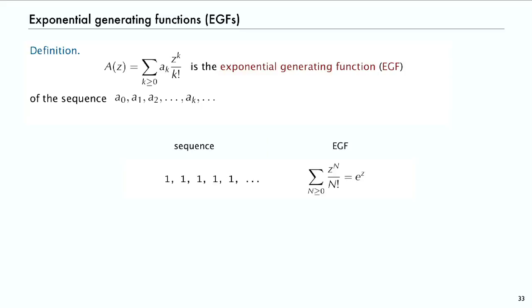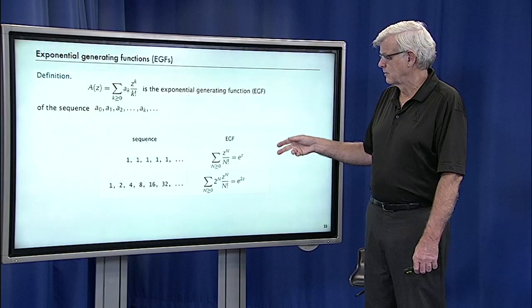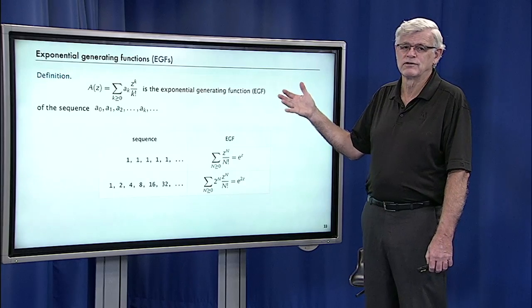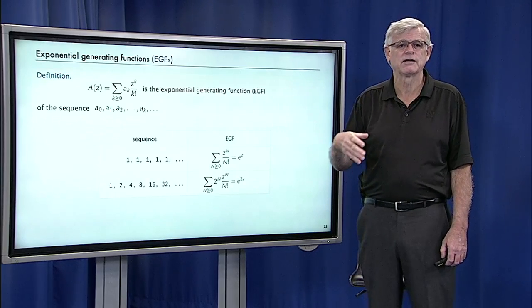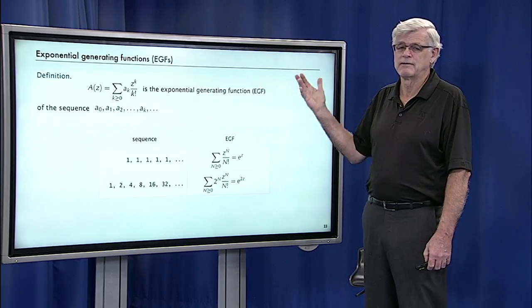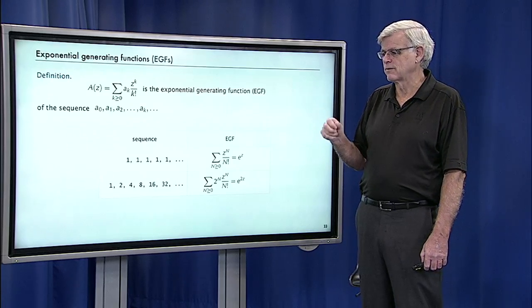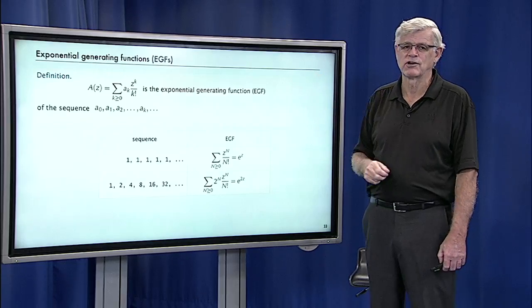So for example, the sequence of all ones, the exponential generating function that represents that sequence is the sum of z to the n over n factorial. And we saw that's e to the z. And the powers of 2, again, just do the math. 2 to the n z to the n over n factorial, that's 2z to the n over n factorial, that's e to the 2z. So same sequence, different functions for representing them. And there's situations where it's more natural, it's better, it's more convenient to use exponential generating functions. And many other possibilities have been studied. But for analytic combinatorics, we're going to focus on ordinary generating functions and exponential generating functions.